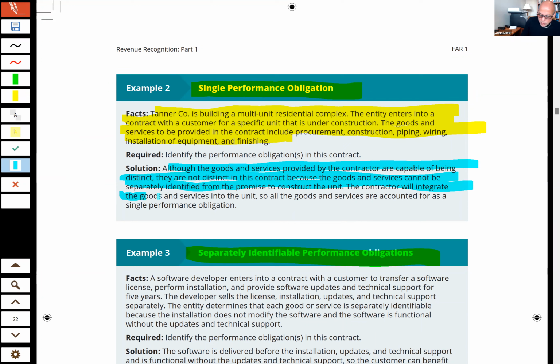The contract will integrate the goods and service into the unit, so it's going to be considered a single performance obligation. What you're really supposed to take from this example is not a very realistic example of a contract, as much as it would be, hey, if a contract calls out different specifications, but you can't really perform on the idea of giving a condo unit or giving a vehicle to somebody without all of those different things, then, you know, I'll give you the vehicle, including an engine. Well, okay, but I can't give you the vehicle without the engine. What's the point? And so at that point in time, that would be seen as a single performance obligation.